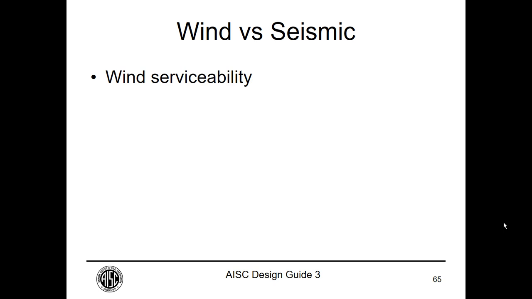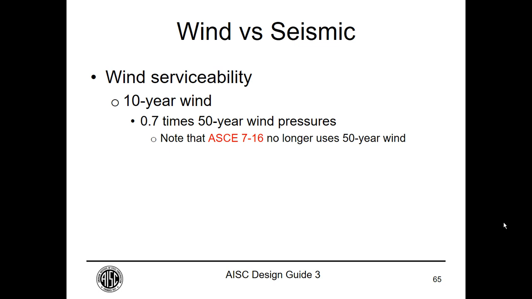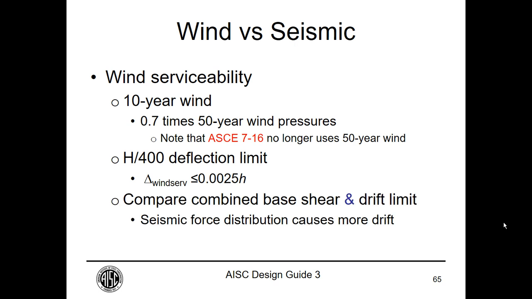Okay, so now we'll look at the effective stiffness requirements for this building. For serviceability, we're looking at a 10-year wind. The typical shorthand that we use for establishing that is 0.7 times the 50-year wind pressures. ASCE 7-2016 doesn't give the 50-year wind pressures anymore, but you can still get them either from ASCE 7-2010 or other sources. And then the typical deflection limit that we use is H over 400, or a deflection of 0.0025 times the story height.